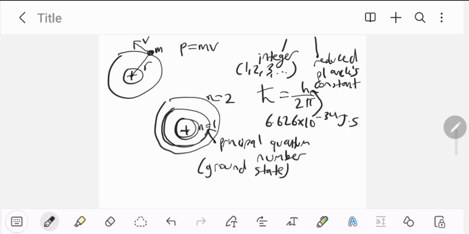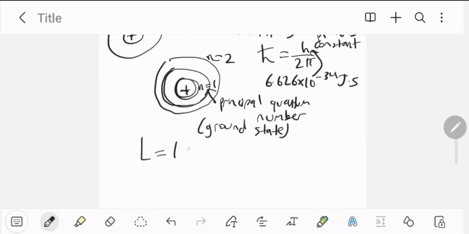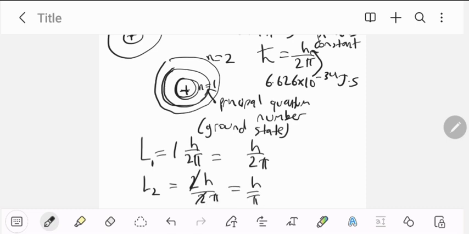So in other words, the angular momentum for the first shell is 1 times h bar, h on 2 pi. I'll write it like this. It's just h on 2 pi. Angular momentum for the second energy level is 2 times h on 2 pi. The 2's cancel out, you get h on pi. Angular momentum of the third level is 3 times h over 2 pi, and you get the idea.